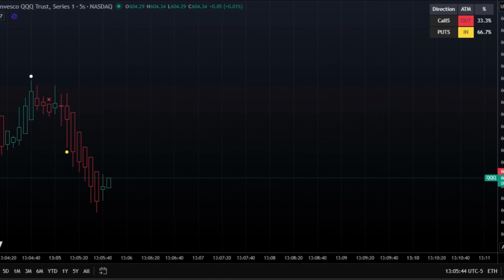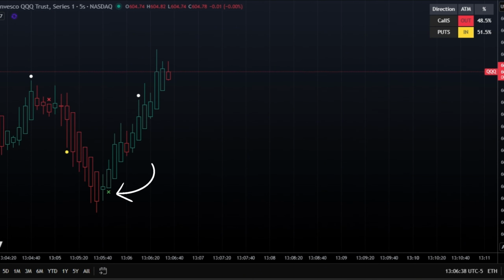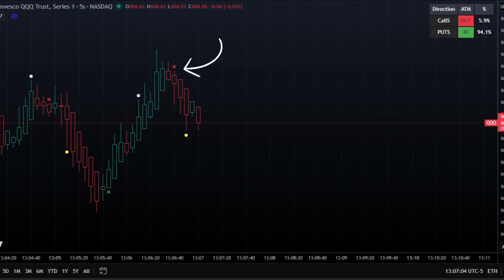This strategy enters on one X signal and exits on the opposite X signal. So here's how it works. You can buy call contracts on a green X and then you sell them when a red X appears. Or you can buy put contracts on a red X and then sell them when a green X appears.